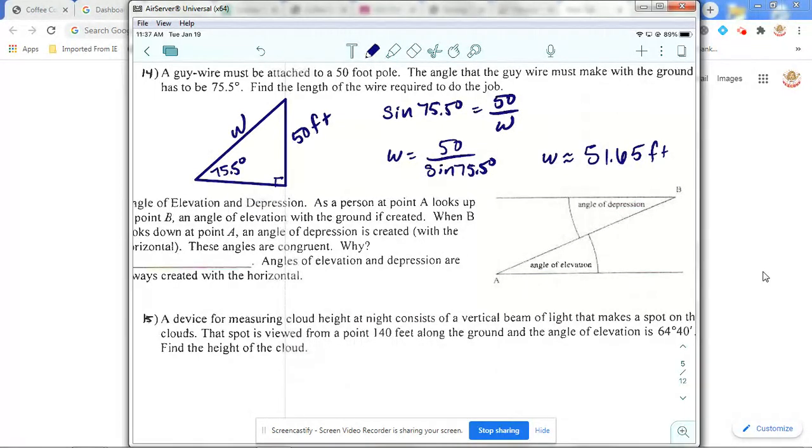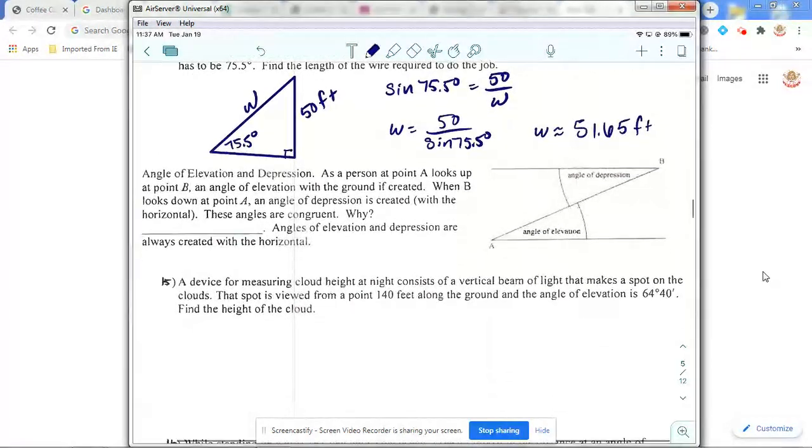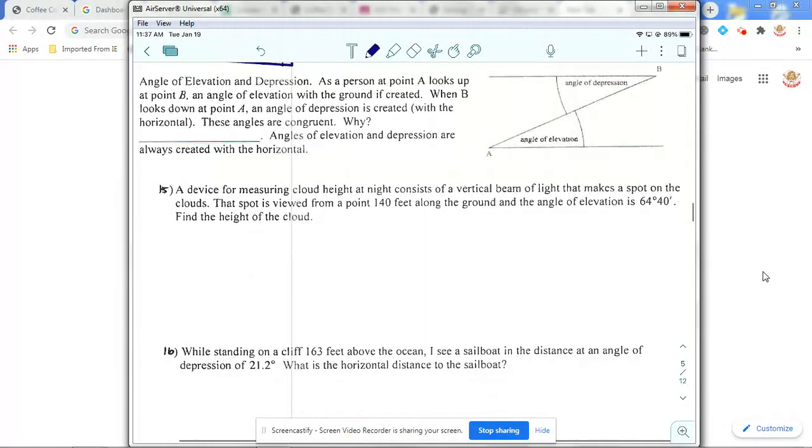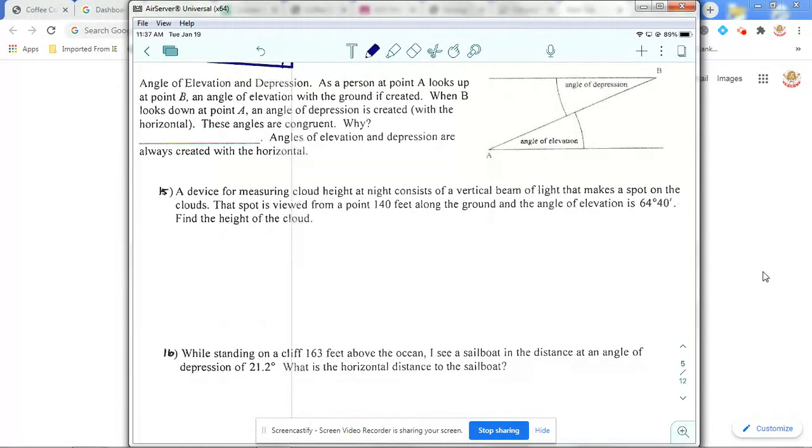Okay, let's talk about angles of elevation and depression real quick. A person at point A looks up at point B. An angle of elevation with the ground is created. When B looks down at point A, the angle of depression is created with the horizontal. These two angles are congruent.